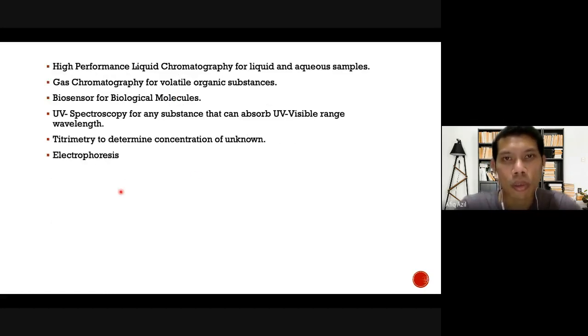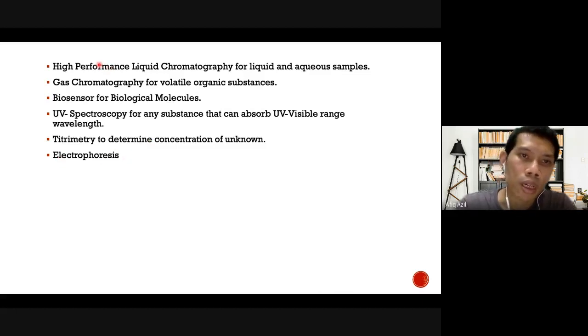Examples of analysis that can be used to quantitate are HPLC, GC, and then you have biosensors for biological molecules. This one is mainly for biological samples. And then UV-vis, titrimetry, which is titration or volumetric analysis, and also electrophoresis.